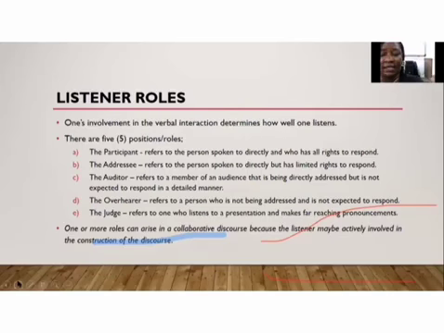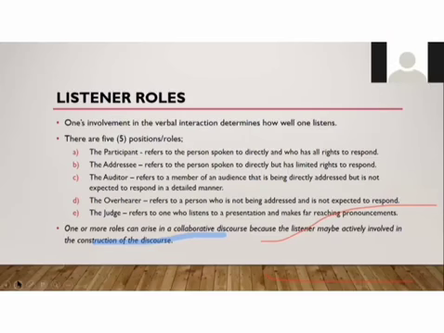The second role or position is that of the addressee, and this refers to the person spoken to directly but has limited rights to respond. So let's look at an example where the lecturer is in class and is addressing the student and maybe asks the student a question, the person responds. It's a limited right. You just give the answer that is needed and you don't go on talking with each other back and forth.